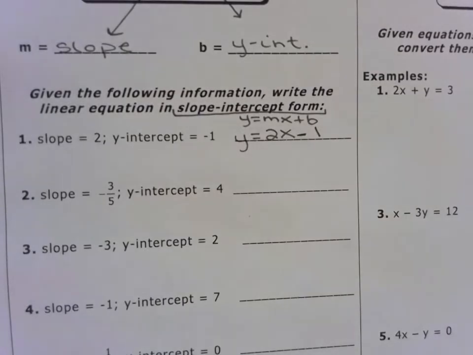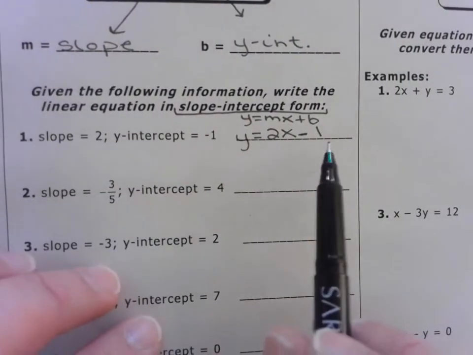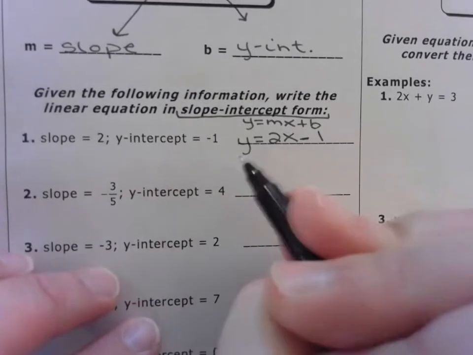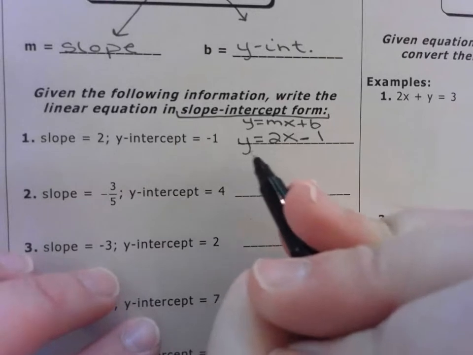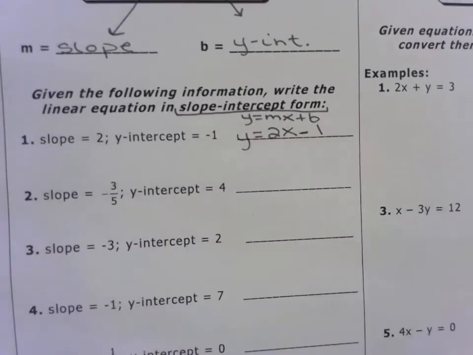That just goes kind of the number without the x. So all you do is you take your slope, plug it in front of x, and your y-intercept goes without the x. So y equals 2x minus 1. And that is in slope-intercept form because it is y equals. That's how I tell if it's slope-intercept form, because it's y equals.